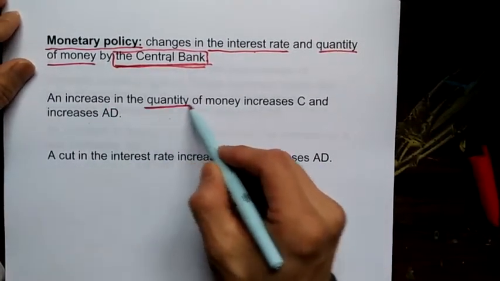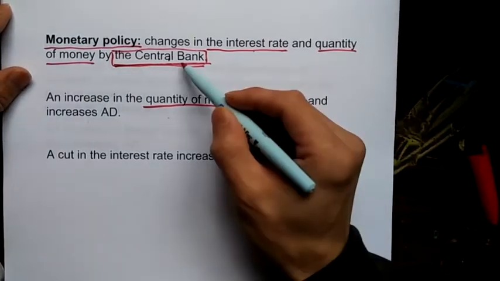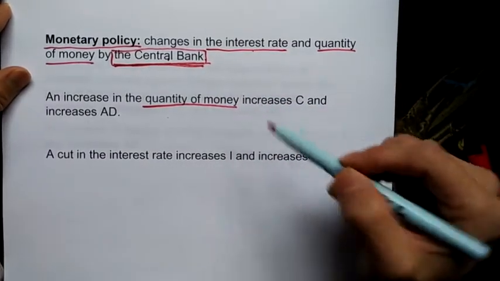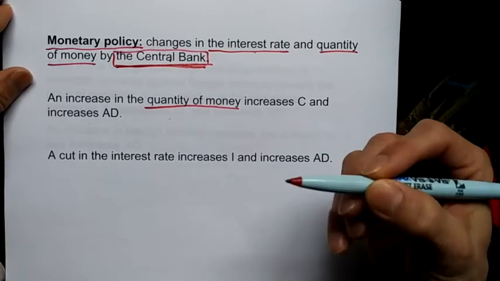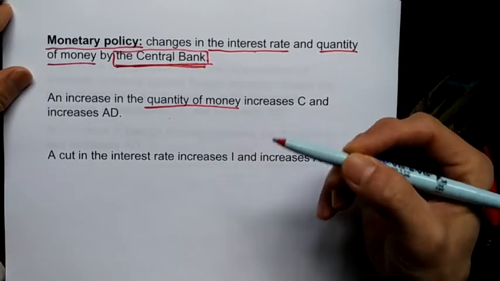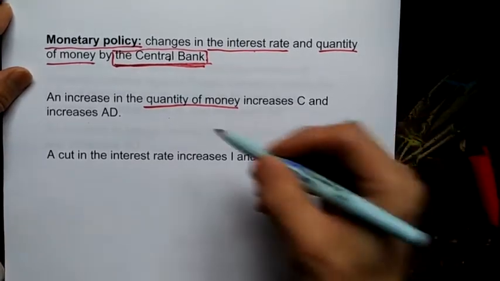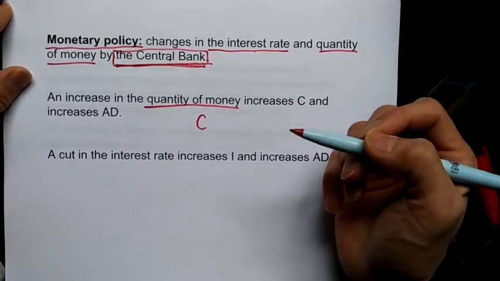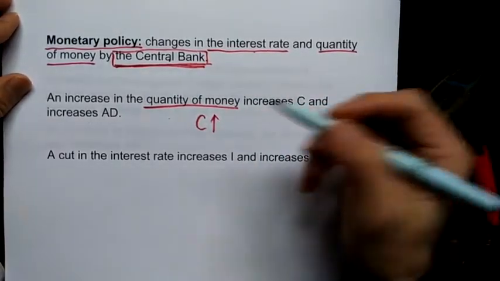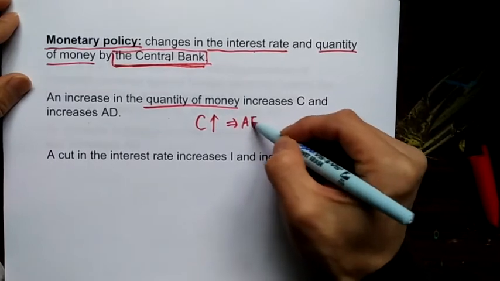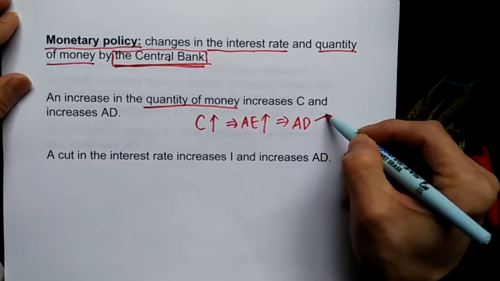So when the quantity of money increases, that is, the central bank injects more liquidity into the economy, it's easier for you to get a mortgage, it's easier for you to borrow a car loan, then you are going to buy a house, you are going to buy a car. Therefore, household consumption increases, aggregate expenditure increases, aggregate demand curve shifts to the right.